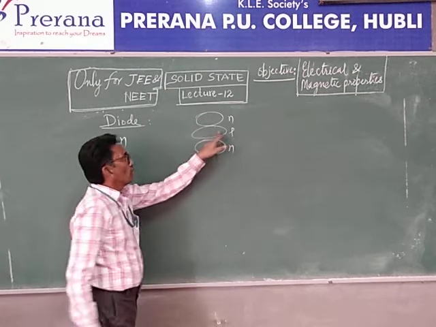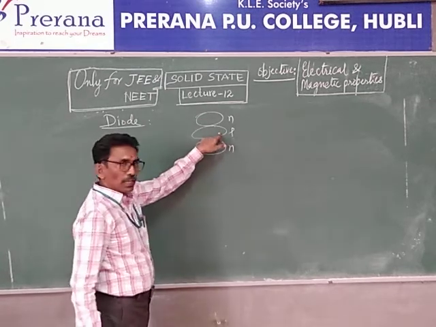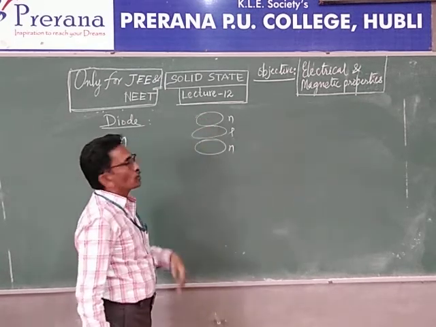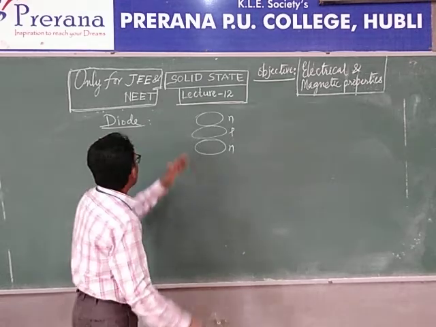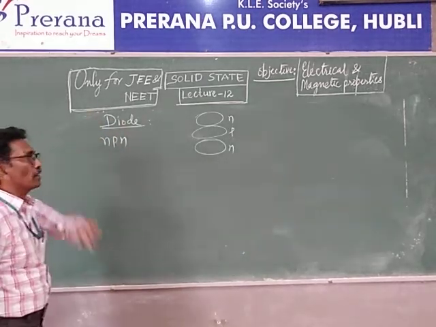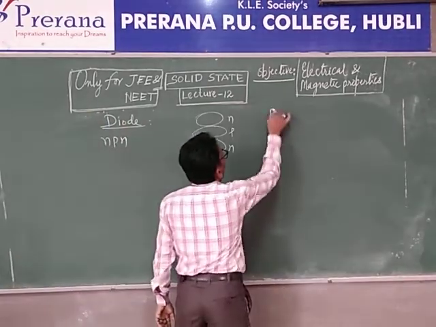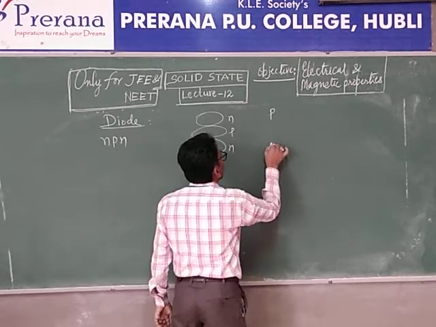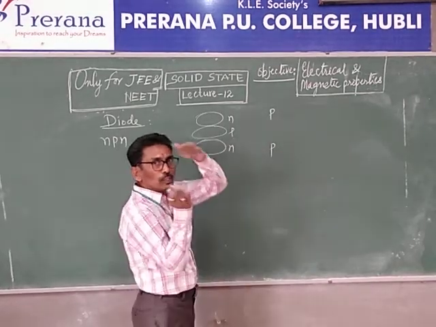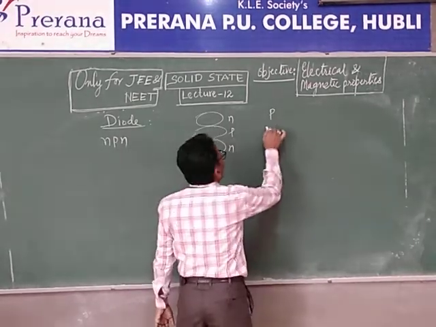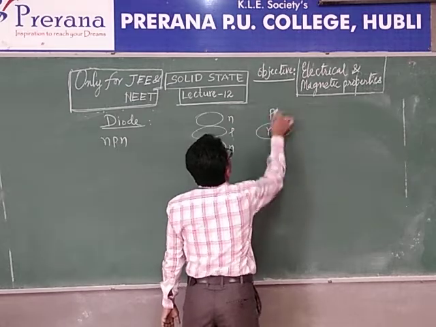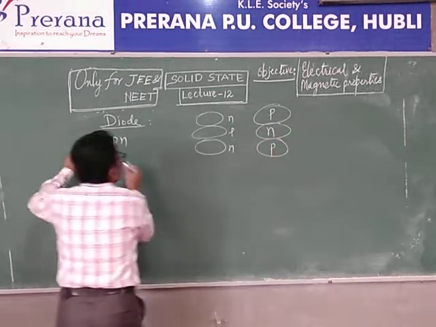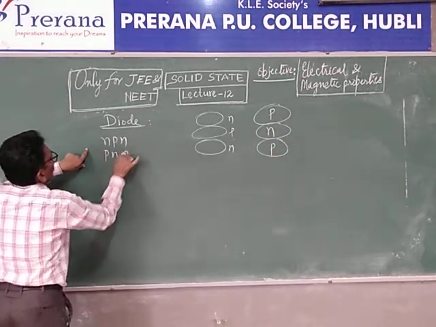It means one semiconductor in the middle and the other two semiconductors of the second type. These are sandwiched and form a diode, an NPN diode. Another one is the positive diode: two P-type semiconductors sandwiched with N-type. So this is the second type, PNP diodes.